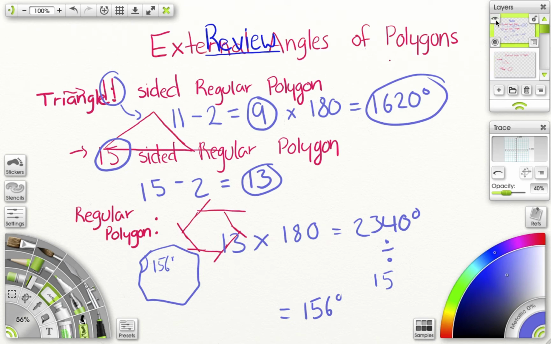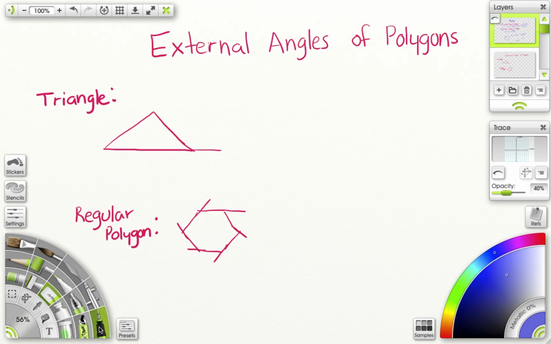So today we're going to talk about external angles. We're going to talk about different types of external angles. They are pretty much very similar between triangles and other polygons. We're just going to talk about triangles and regular polygons today.